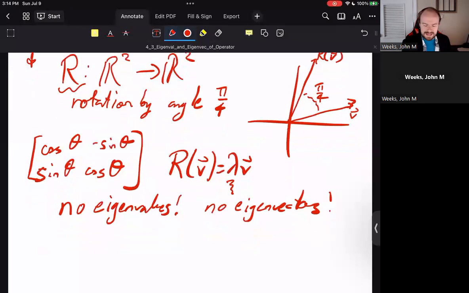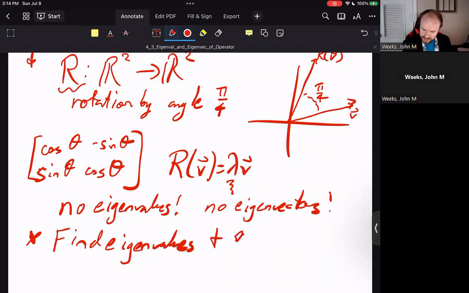Let's take a look at this example. Let's try and find eigenvalues and eigenvectors for the following example. This time, let's go ahead and choose one that is a polynomial space.